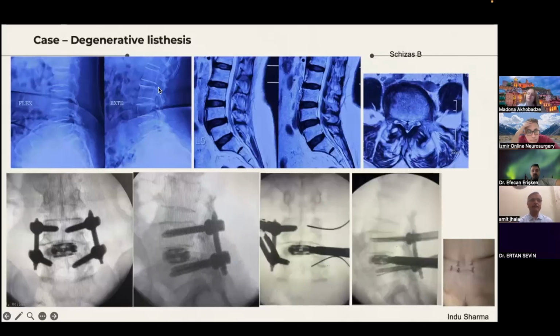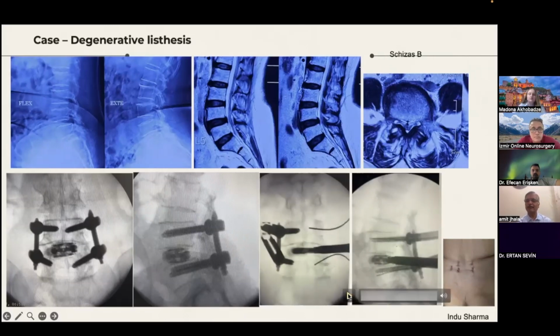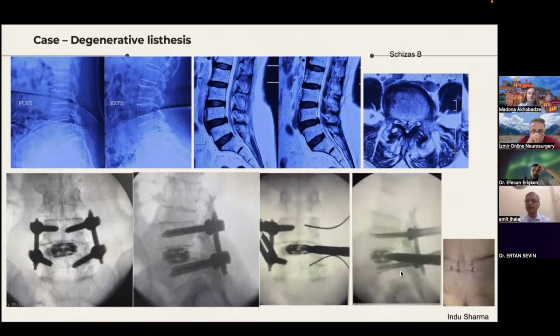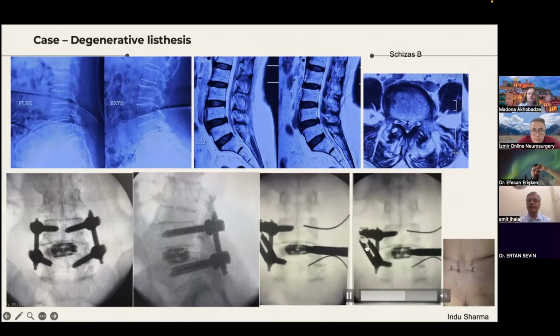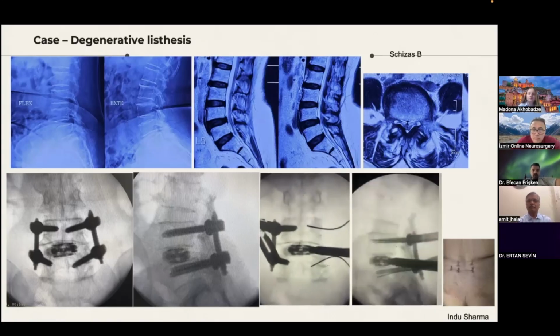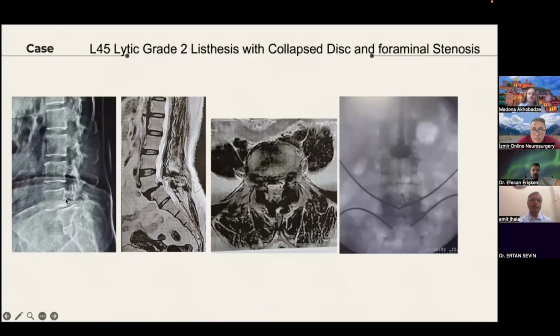So this is a case of degenerative listhesis, and you can see that this is through the percutaneous way with the help of the cannula, and you can see how much expansion you can get, and you can do a very nice fusion.